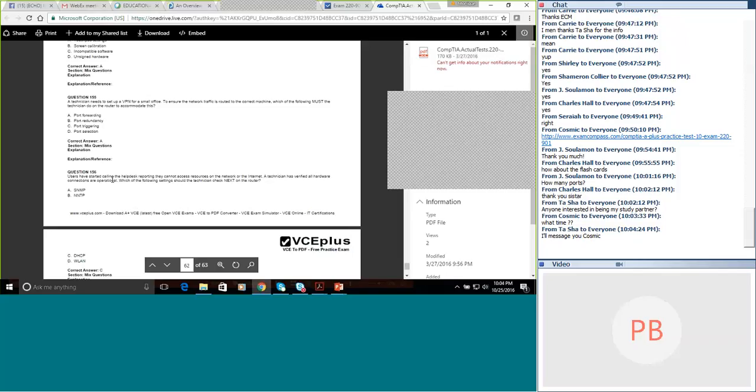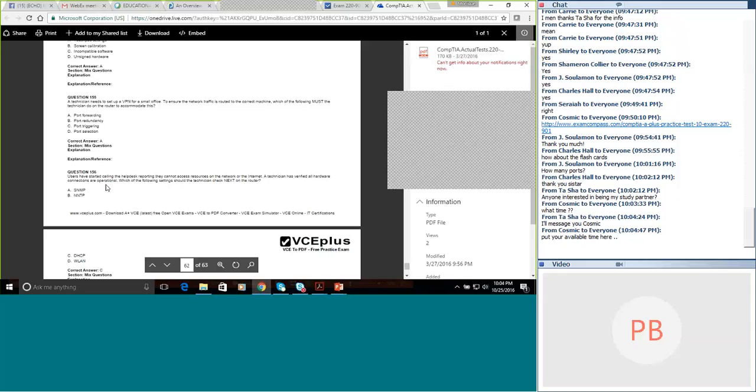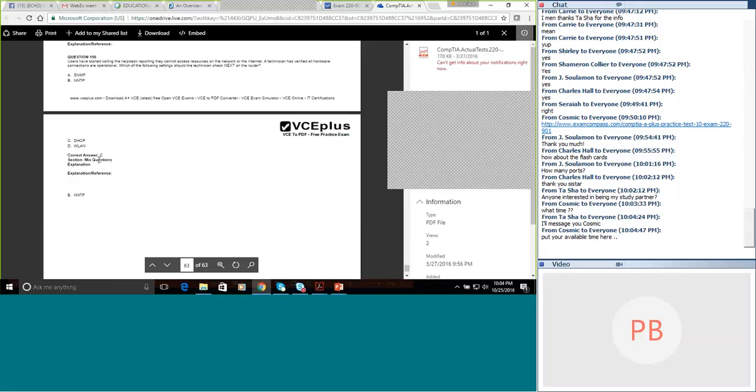Users have started calling the help desk reporting they cannot access resources on the network or the internet. A technician has verified all hardware connections are operational. Which of the following settings should the technician check next on the router? See that? Answer: DHCP. Because DHCP is the resource that gives out the IP addresses.